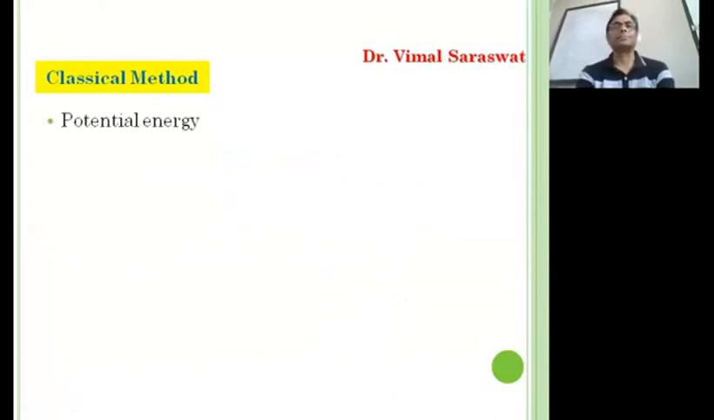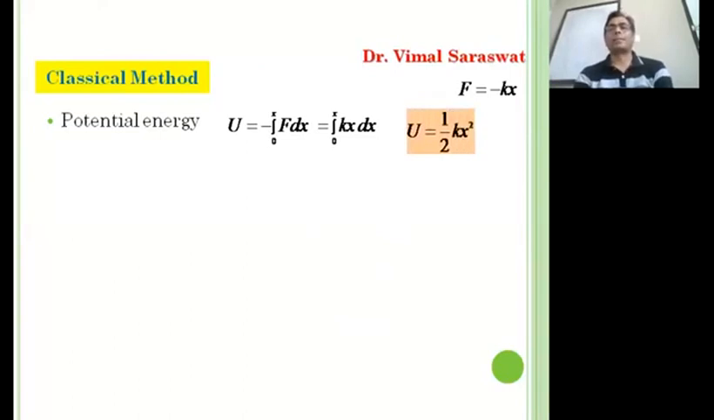Now potential energy. Potential energy U is equal to minus the integration from 0 to x of F dx, but F equals minus kx. So if we substitute F, the negative sign will be cancelled out, and hence it will be the integration from 0 to x of kx dx. And since the integration of x is x square by 2, the potential energy will be half kx square. Here potential energy is represented by U.